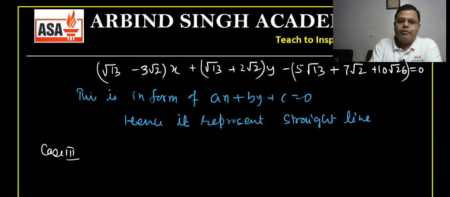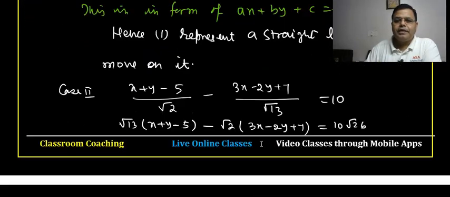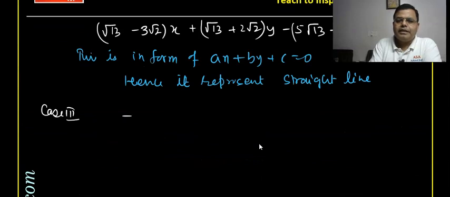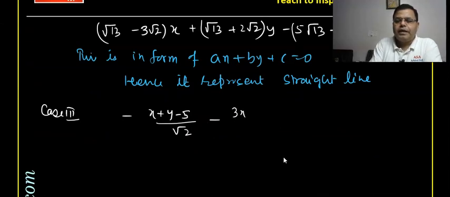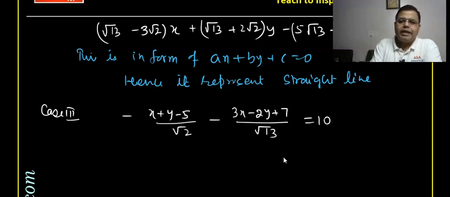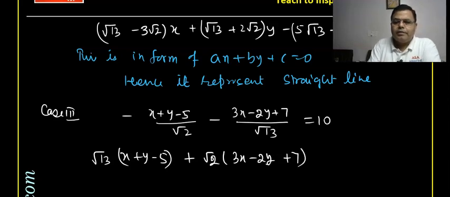Now the next one is case 3. Case 3 can be that both of them are negative. So in that case, what will happen? I repeat the same thing. X plus y minus 5 by root 2 is negative, and 3x minus 2y plus 7 upon root 13 is also negative, and that is equal to 10. In that case, it will be nothing else but x plus y minus 5 into root 13 plus root 2 times 3x minus 2y plus 7 is equal to minus 10 root 26.